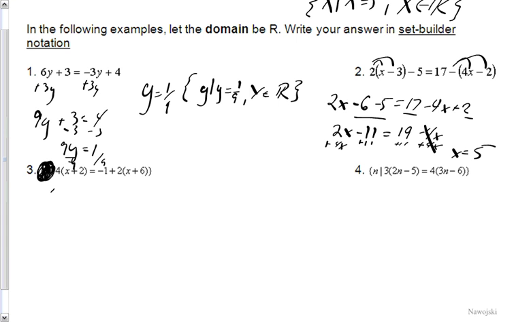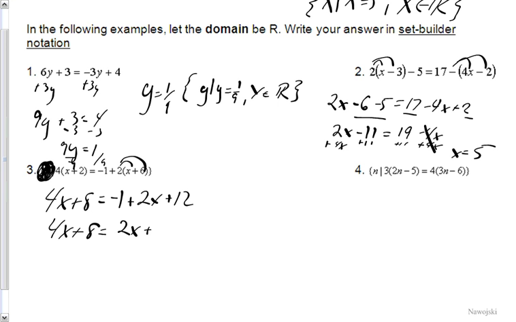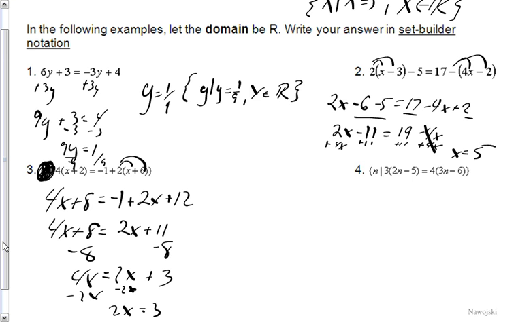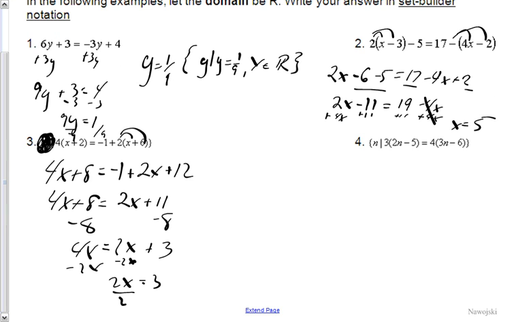We'll start by distributing. We get 4x plus 8. 4 goes to both the x and the 2, equals negative 1 plus 2x plus 12. Don't forget to distribute. Okay. CLT on the same sides, 4x plus 8 equals 2x plus 11. I'm going to subtract 8. 4x equals 2x plus 19. Oop, no, not 19. 3. Watch your adding. Subtract 2x. Get 2x equals 3. So my next step, divide by 2.